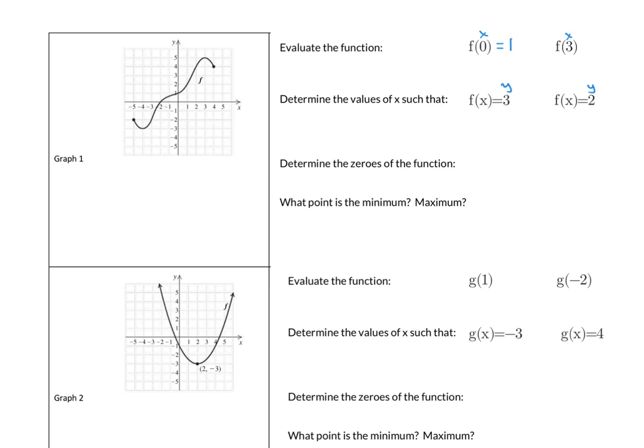Okay, f of 3. In order to find this, we're going to come over to where x is equal to 3. And we want to go along our graph to figure out where it crosses our graph. This point right here has an x-coordinate of 3. We want to know our y-coordinate. Our y-coordinate is 5. So f of 3 equals 5.